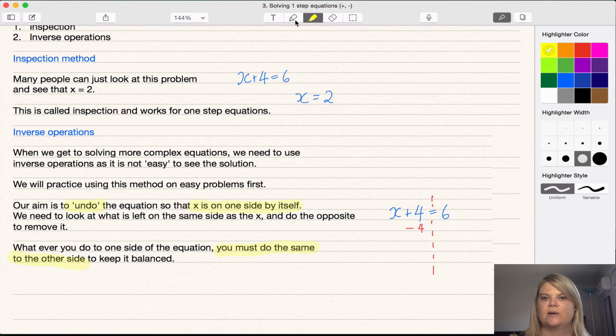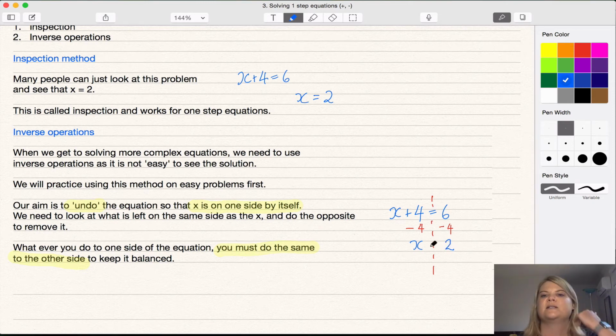Now we need to evaluate. We've got plus 4 take away 4, so these two will cancel out as we expected, and we're just left with x by itself here. On the right-hand side, we've got 6 take away 4, which is 2, and your equal sign stays in the middle. So we've come to the same solution. It's a little bit more working, but practicing this working now will get you used to it when we get to the more difficult problems.